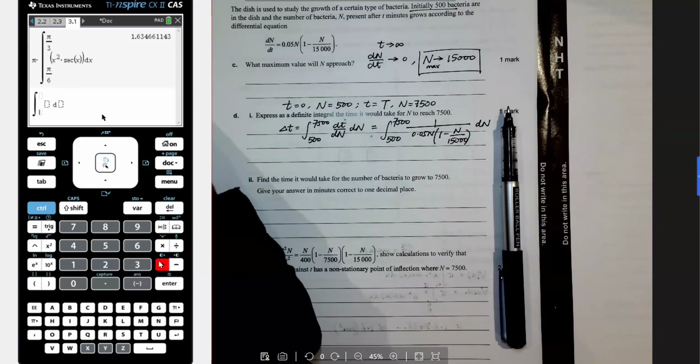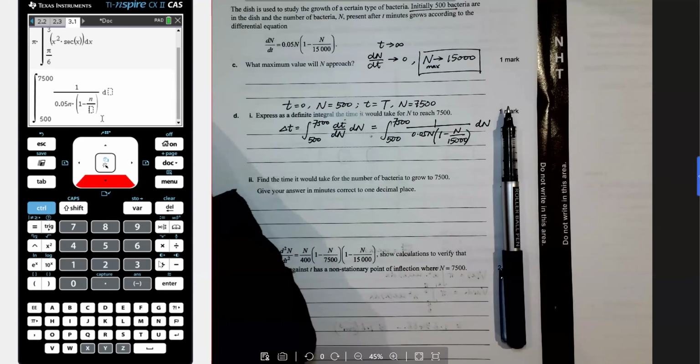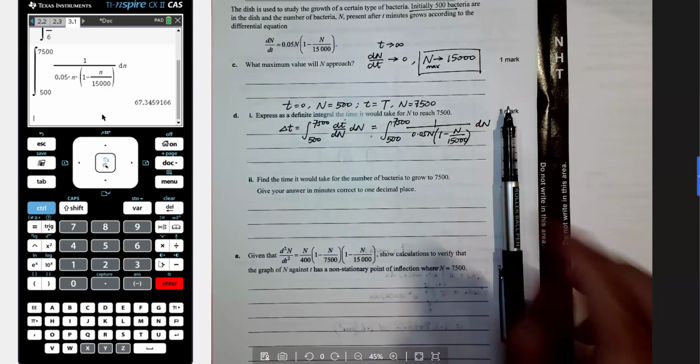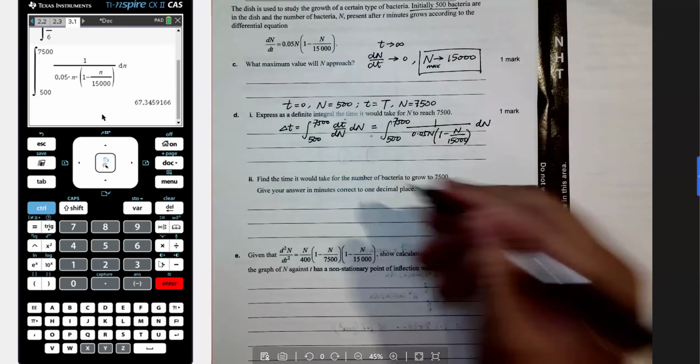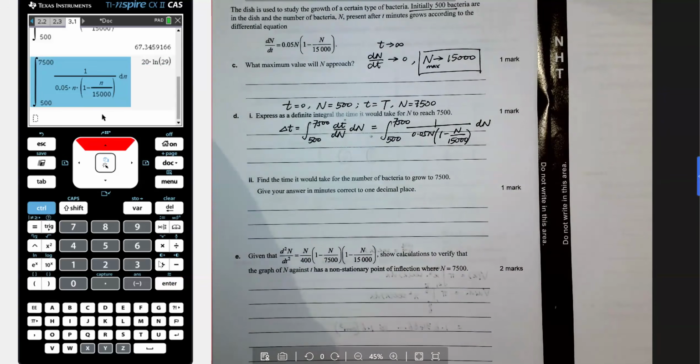It's an interesting combination of volume of revolution and logistic differential equation. Okay, so the answer is 67.3. Looks like an exact value anyway.